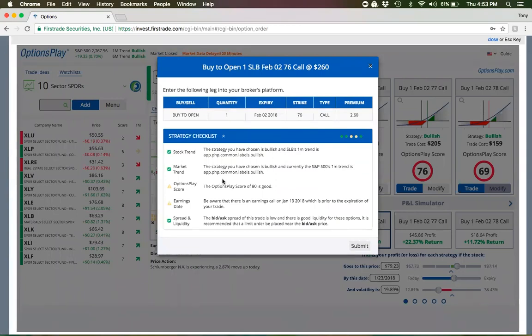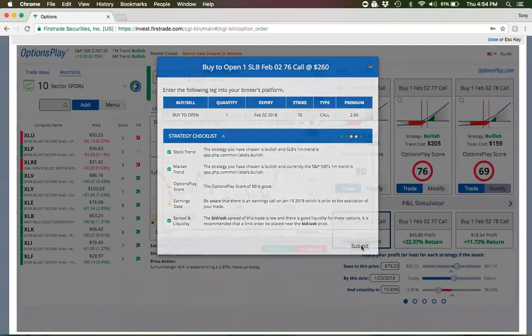So we'll check if you're trading with the trend of the stock. We'll check if you're trading with the trend of the market. We'll look at the options play score, the earnings date to let you know if there's earnings between now and expiration. And lastly, we look at spread and liquidity. So here, everything looks pretty good. We're aware that there's earnings because we're making an earnings play here. The options play score is okay. It's not great, but it's okay. On some of these earnings plays, you generally don't find great scores.